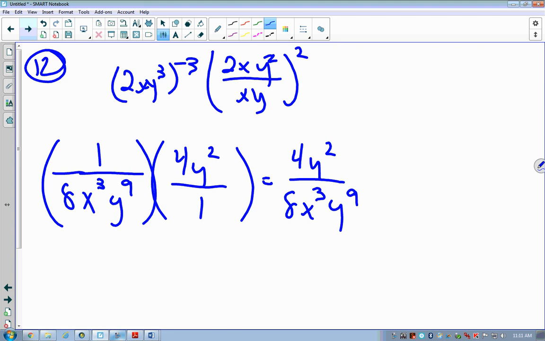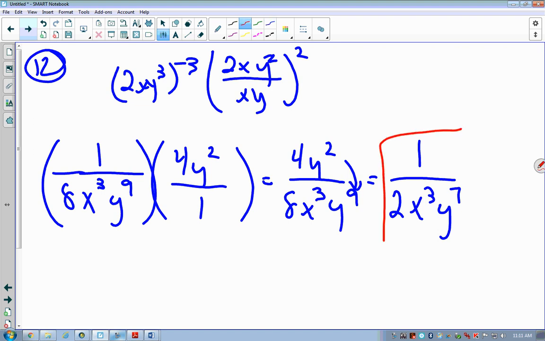Can I simplify that? 4 divided by 8 is 1/2, correct? So I know I'm going to have a 2 on the bottom. What am I going to do with that y squared? Bring it down. I still have an x cubed down here, and I'm going to get y to the 7th. Number 12, let's see if my answer is right. 1 over 2x cubed y to the 7th. That's the answer we want.